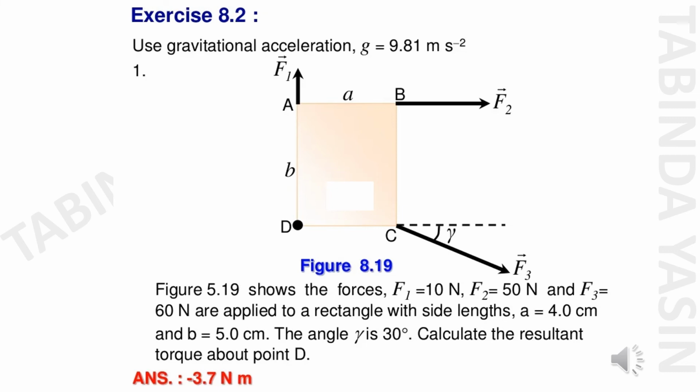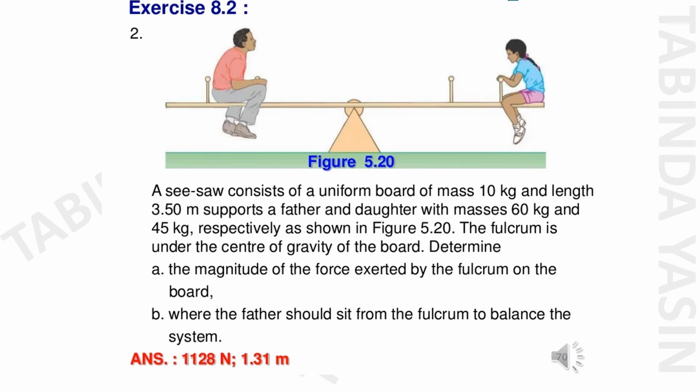You have to solve that numerical by yourself and get the answer minus 3.7 Newton meter. That is the torque. This is the example you have to solve by yourself.